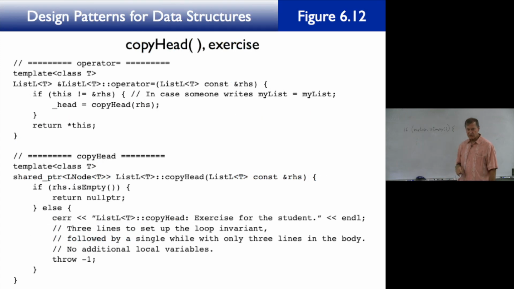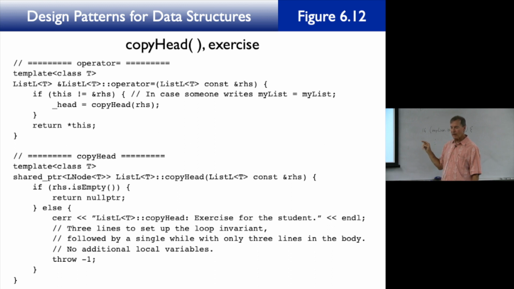And copy head is also an exercise. Now, copy head, I've given you some guidance here on how to do copy head. Let's take a look. I've grouped this here with operator gets. See what operator gets does? Let's do a little code walkthrough of operator gets first. So it says operator gets, and the parameter is the right-hand side. Now this, you guys, is really important C++ stuff. This is the canonical way to overload the assignment operator. And this is super crucial.